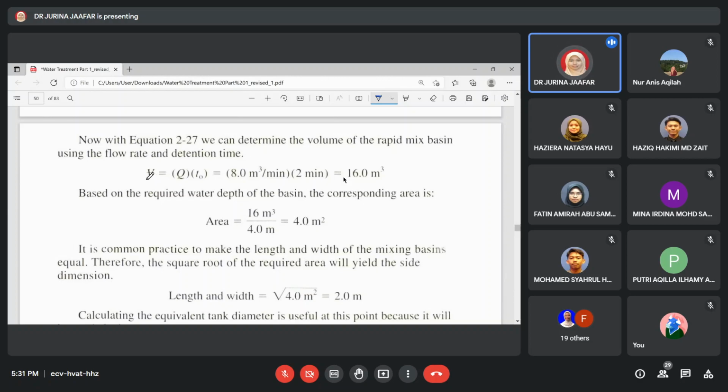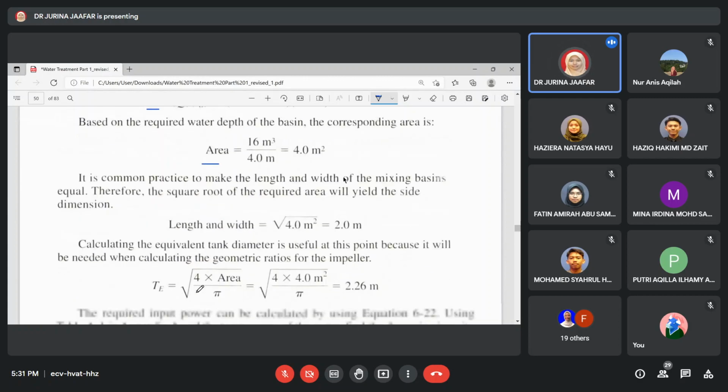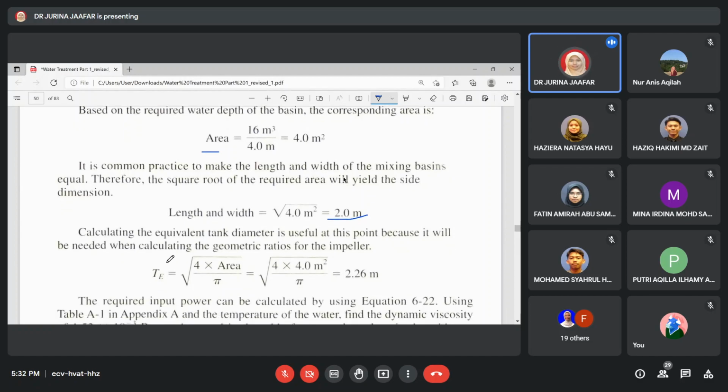So you see how to calculate the volume. Given the flow rate and detention time, then you calculate the area, and of course you check because they have the same equal size. That's why you have two equivalent lengths, 2 meter for length and 2 meter for width. And we also check the equivalent on the T, we call geometric ratios of the impeller, so that when it rotates it is still in the range of 2 meter. Okay, I will explain later.